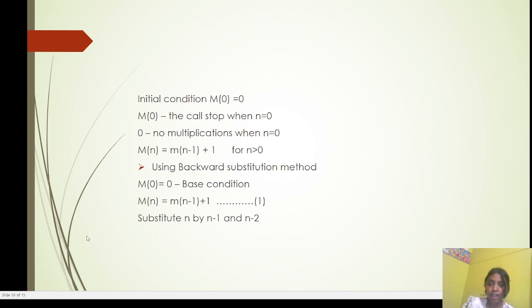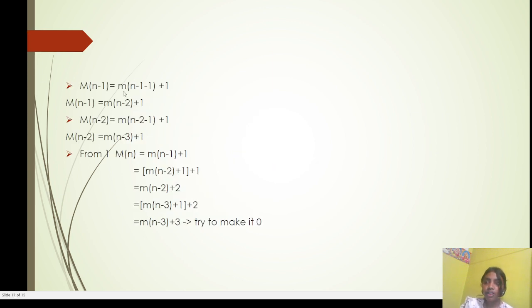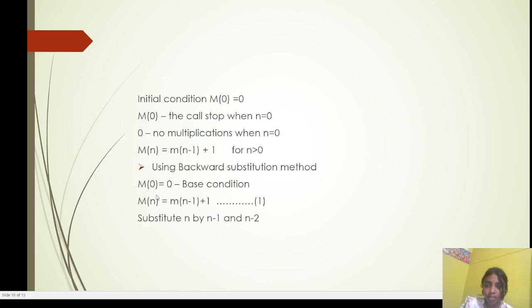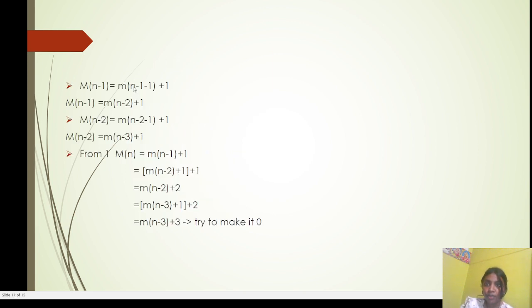We need to substitute the value of n with n minus 1 and n minus 2. When we substitute n with n minus 1 in equation 1, m of n minus 1 is equal to m of (n minus 1) minus 1 plus 1. So this equation, m of n minus 1, becomes m of n minus 2 plus 1.